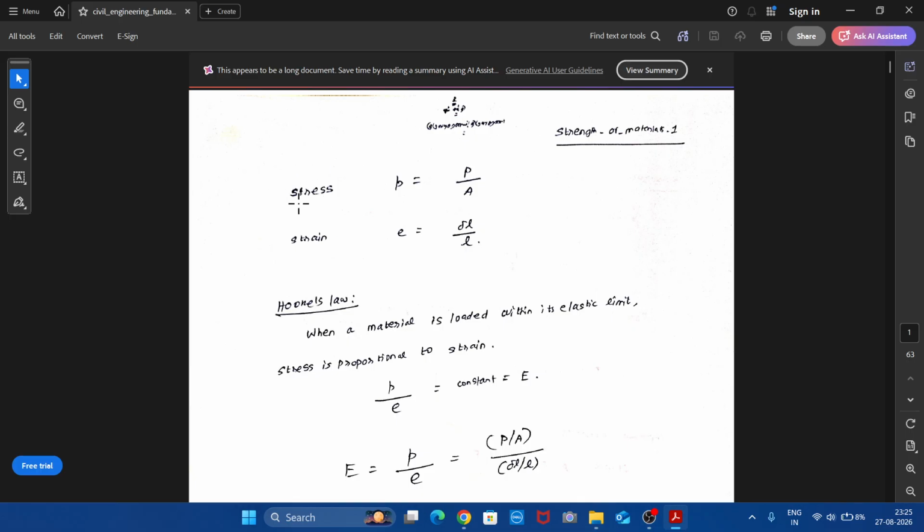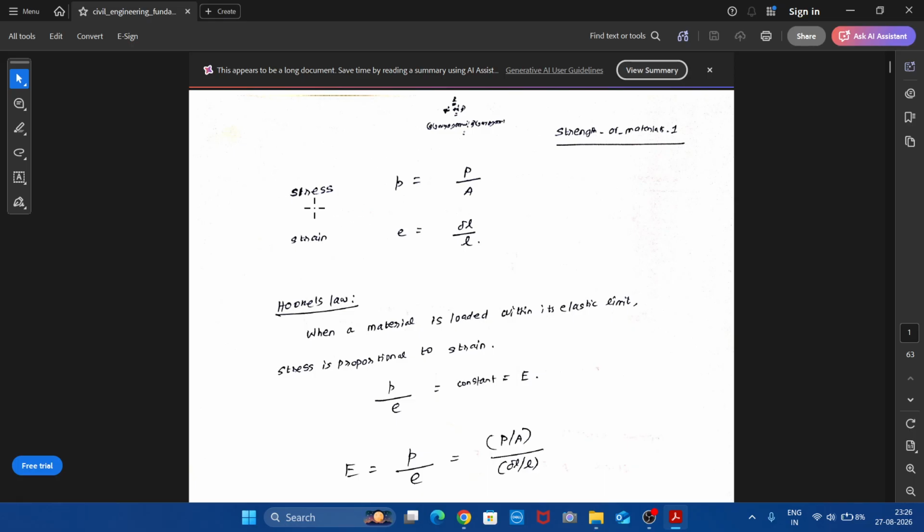We very well know that stress is given by load divided by area of cross section. The notations will be stress, we can use small p or sigma, equal to load capital P divided by area of cross section or the resisting area. Load divided by resisting area will be the stress.